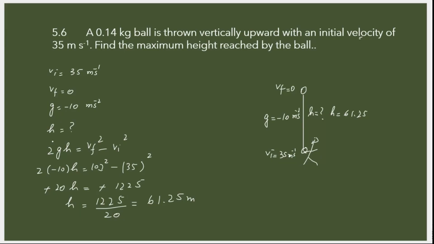We have to calculate how much height it will cover, or at what height it will go. So from the data we see that we will have to use the third equation of motion, and the third equation of motion is 2gh is equal to vf squared minus vi squared. Putting the values and after simplifying, we get that h is equal to 61.25 meter.